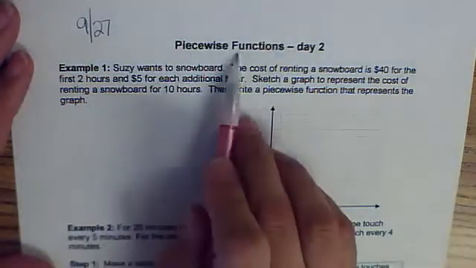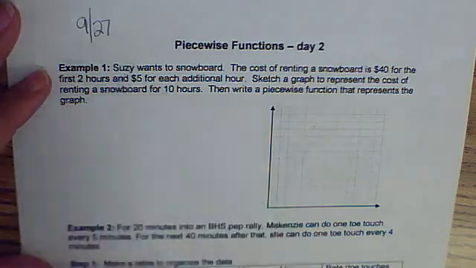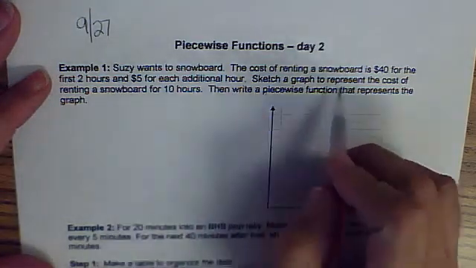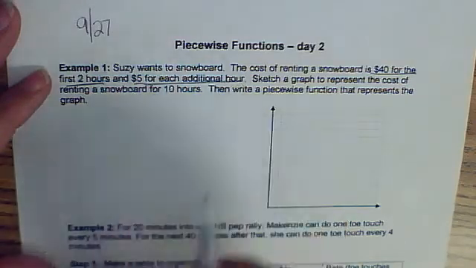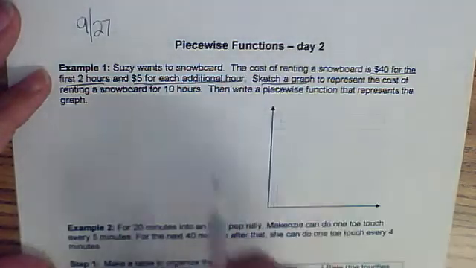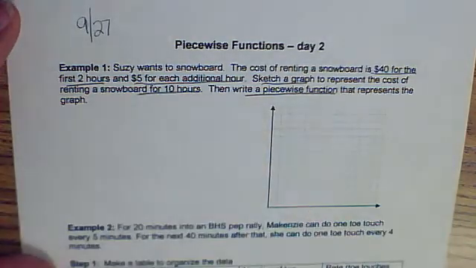Okay, so today we're still working on piecewise functions, but we're going to look at a couple of word problems. So example 1, we have Susie wants a snowboard. Cost of renting a snowboard is $40 for the first 2 hours and $5 for each additional hour. We need to sketch a graph and write a piecewise function. But our graph, we only need to go up to 10 hours.